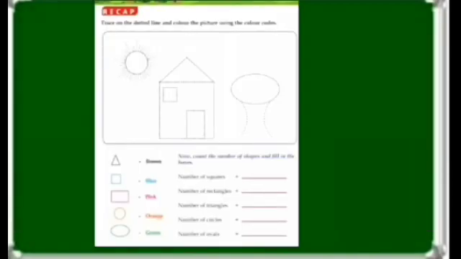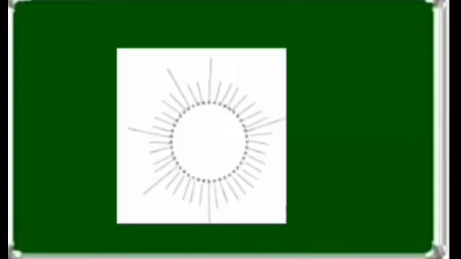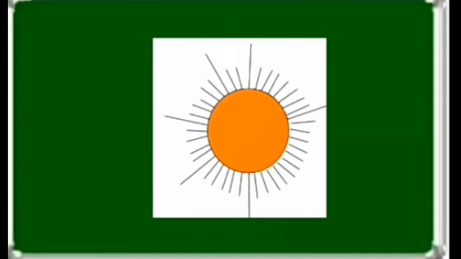Now we'll trace out the dotted lines. After tracing them according to the codes, we'll color. Let's start. After tracing the first picture, we'll get a circle. Circle we have to color with orange. See, after coloring, we got a sun.